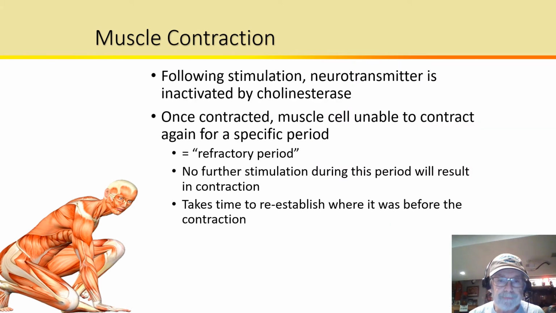Once I get that action potential, it just means there's enough stimulation of the acetylcholine for that to happen. Following the stimulation, that neurotransmitter, that acetylcholine, to prevent re-stimulation of the nerve, is inactivated by cholinesterase. It breaks down the acetylcholine, and finally the choline is transported back into the nerve terminal where it can be used to make more acetylcholine. Once contracted, the muscle cell is unable to contract again for a specific period of time. Now that's important, and that's called the refractory period. Let's go back to what we talked about a little bit last time.